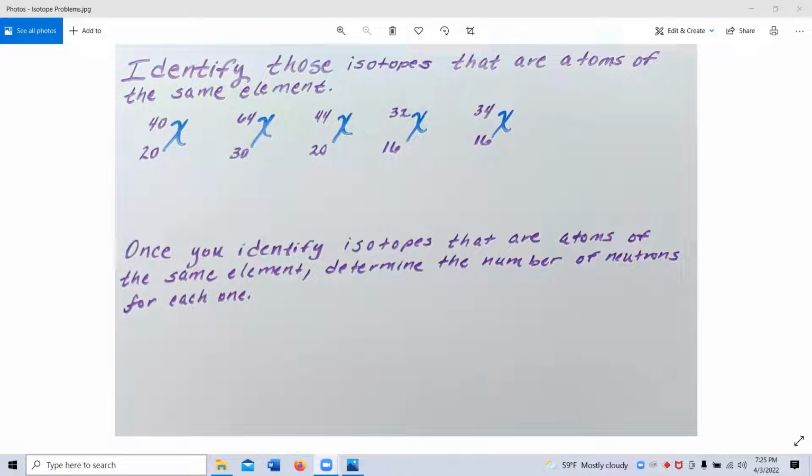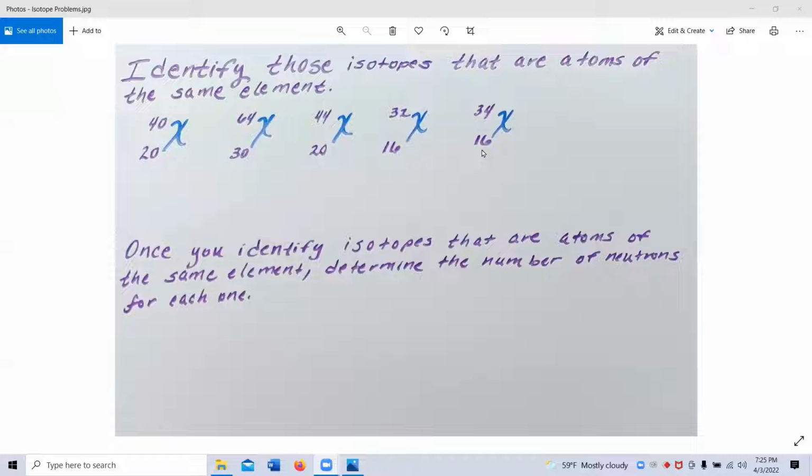So based on that information, if you look at the first and third element noted here, which is this one and this one, you notice that the subscript is 20. So that element has an atomic number of 20. So they have the same number of protons. Now, if you look at the fourth and fifth element here, they both have the same subscript, which is 16. And that's the atomic number, which is 16, or the number of protons.